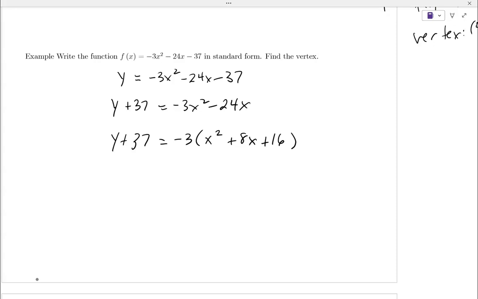Now, just like in the previous two examples, we have to keep everything equal on both sides, right? I did something on one side, I got to do the exact same thing on the other. However, we've added 16 inside the parentheses, right? If you were to distribute this negative 3, I'd have to distribute it to the x squared, the 8x, and the 16, right? So I haven't really added 16 to this side. I've added negative 3 times 16, or I've subtracted 48, right? So on the other side, we also need to put the negative 3 times 16.